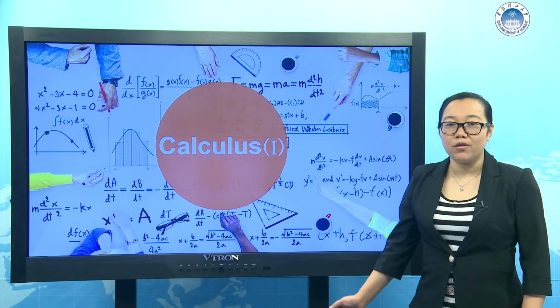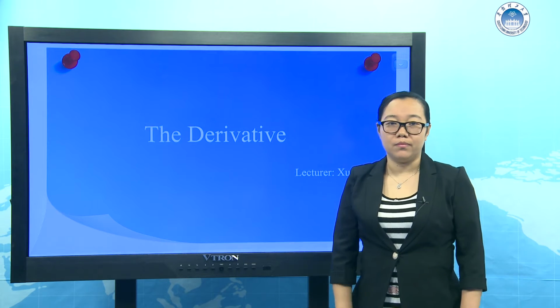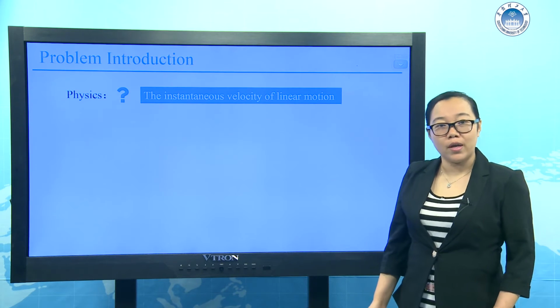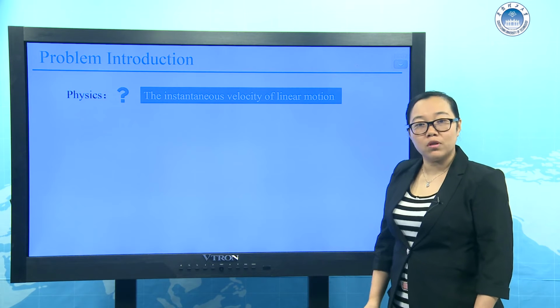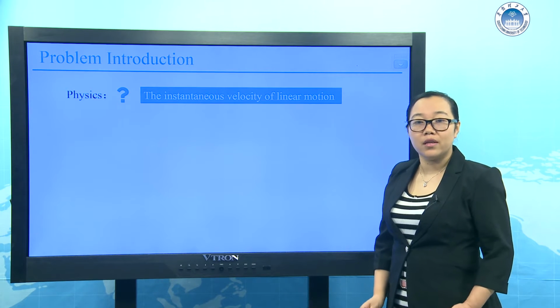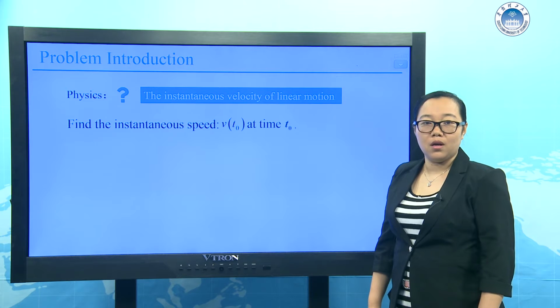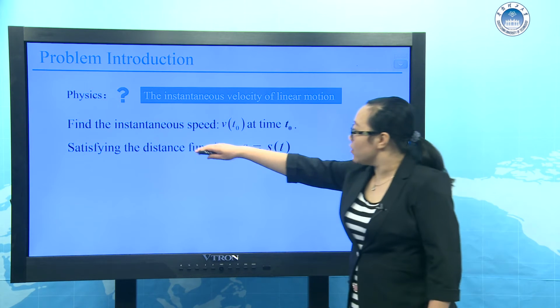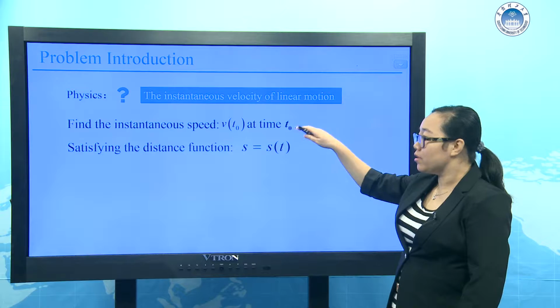Today we study Calculus 1. The topic is the derivative. Now we look at, in physics, we know how to compute the instantaneous velocity of linear motion. How to find the instantaneous speed v(t0) at the time t0.